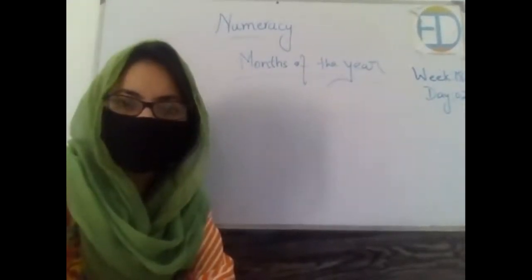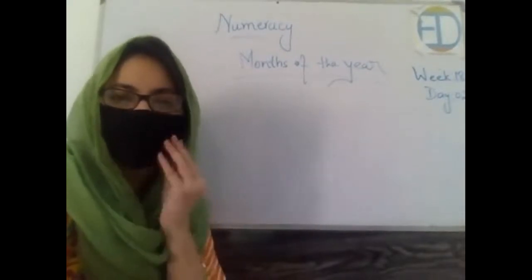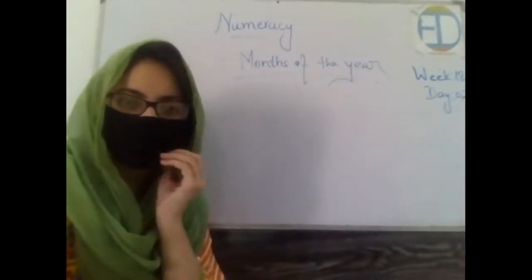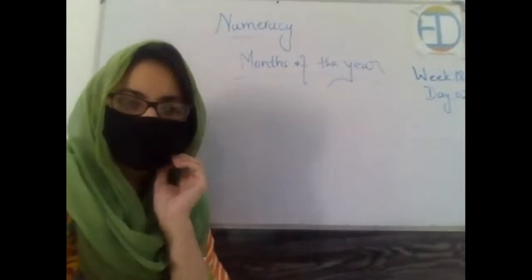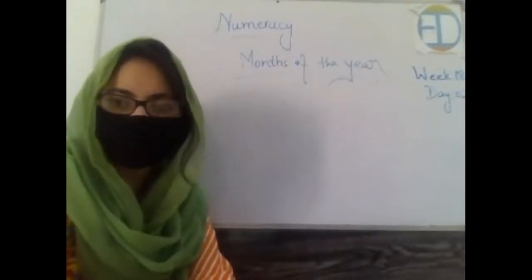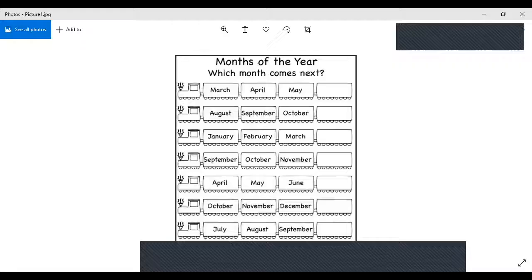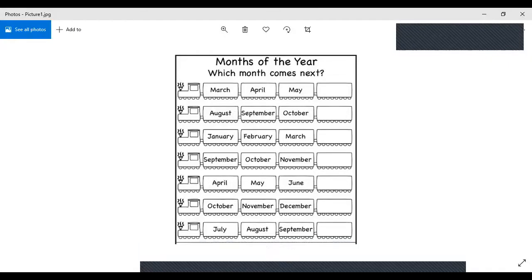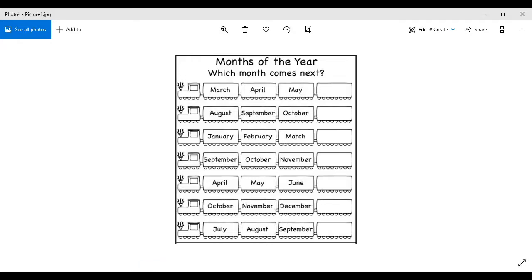So, show me a thumbs up if my screen is visible to you or not. Okay? So, here we go. Okay. Is my screen visible to everybody? Okay, great. Now, this is a very interesting activity. In this, some of the names of months are already written over there, and then a blank is left. You are supposed to fill that blank.